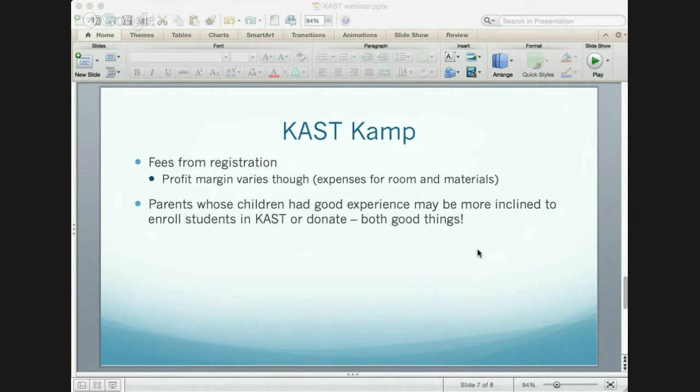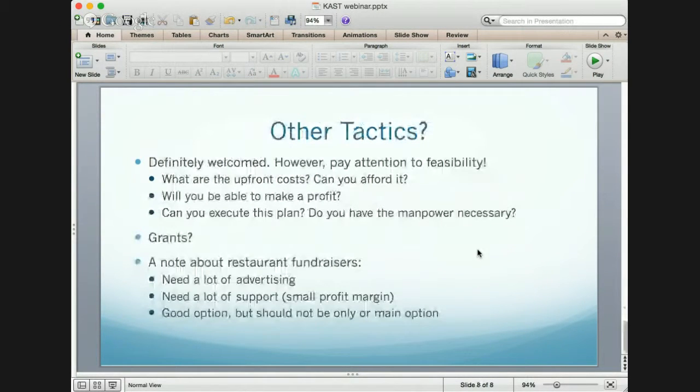Okay, down we go. Other tactics. We've listed the basic ones, the ones that are most commonly used. It's definitely welcome to try other things. T-shirt sales traditionally aren't what we consider a fundraiser because we try to sell them for about the same price we buy them for. We're trying to spread a brand name rather than fundraise from our members.